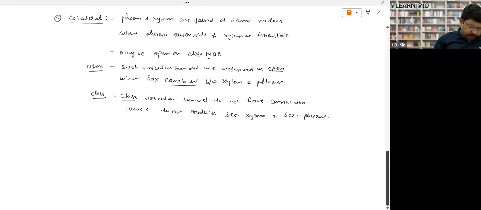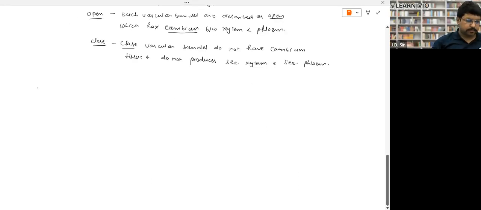After the collateral, there is the bicollateral vascular bundle. So next is B, bicollateral.